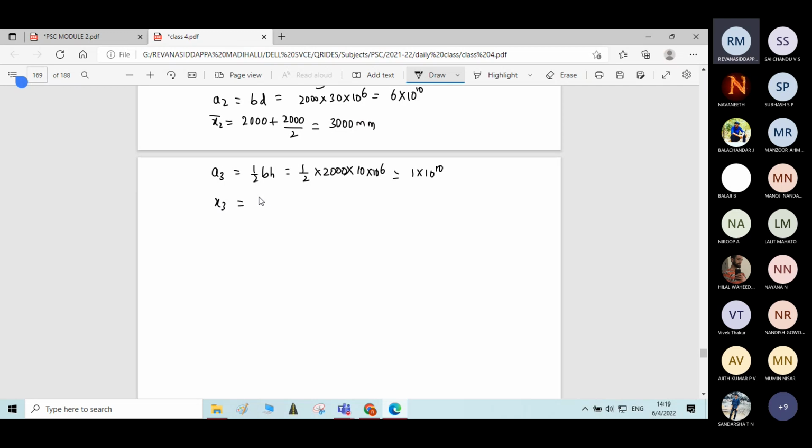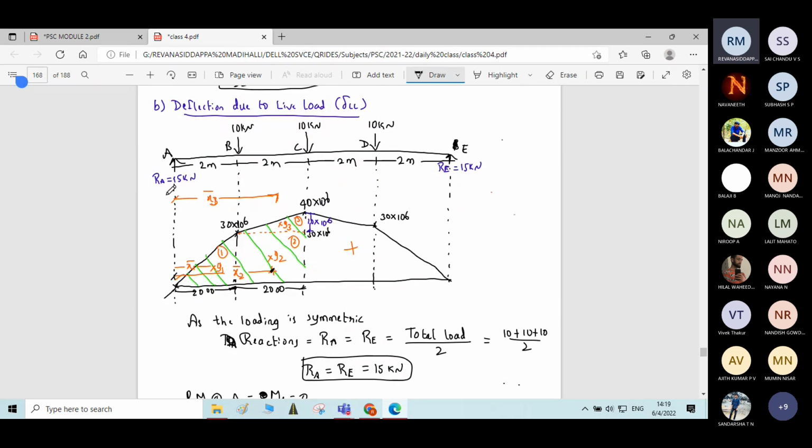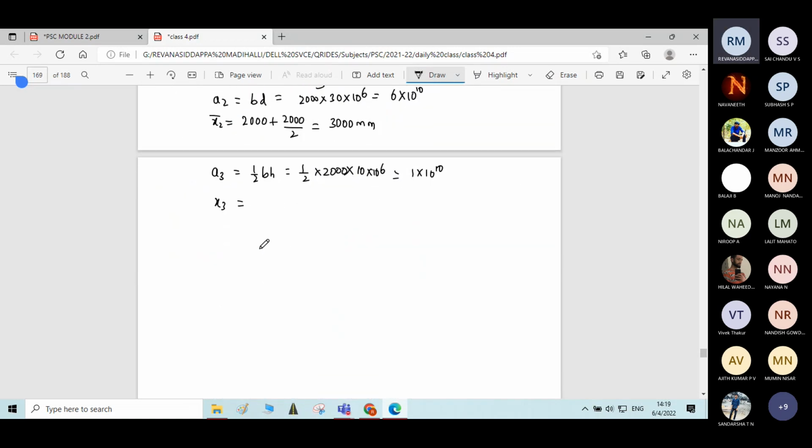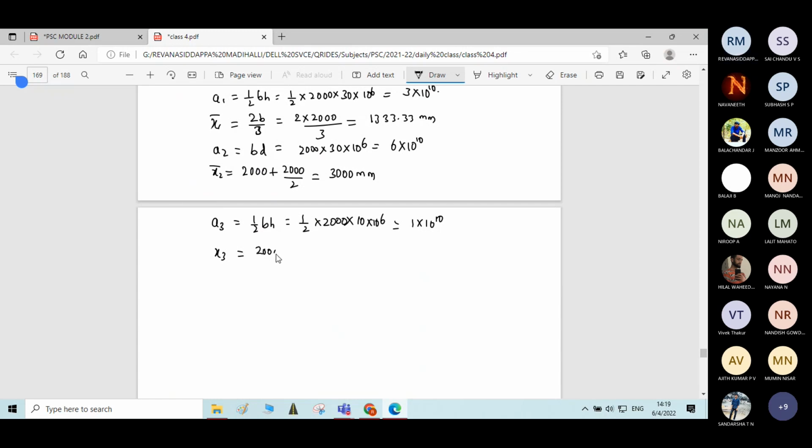Similarly, x3 is the distance of the centroid of triangle 3 from the nearest support. From here to here is 2000, 2000 plus 2b by 3. 2 into 2000 divided by 3 will give x3 bar, correct? Therefore, here it is 2000 plus 2b by 3, nothing but 2000 plus 2 into 2000 divided by 3. So the answer you get is 3333.33. This is x3 bar.